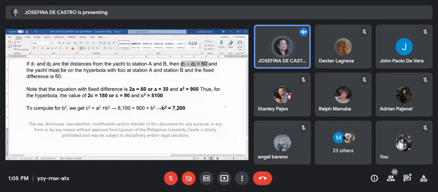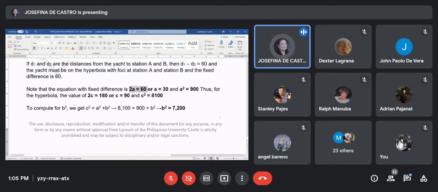Kasi ang sabi, di ba, a difference of 60 yung distansya nila. Mas malapit si yacht kay station A by 60 kilometers. So, ang difference ng distances nila is 60. So, D sub 1 minus D sub 2 is equal to 60. The yacht must be on hyperbola for the foci A and B with fixed difference of distances. Okay. Note that the equation of fixed difference is 2A.